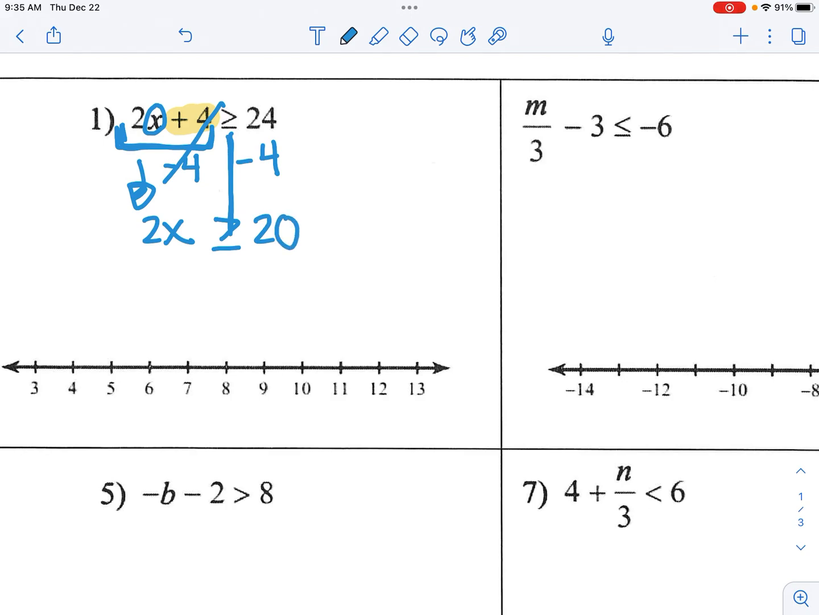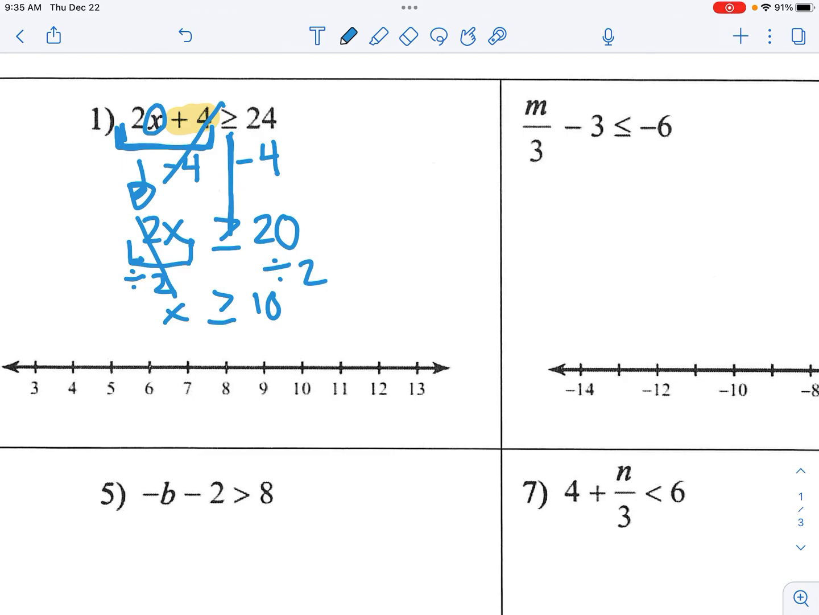Now I'm not done. I need to undo my last step. Whenever a number is next to a variable, it means to multiply. The opposite of multiplication is division, so I'm going to divide by 2 on both sides. These cancel out because 2 divided by 2 is just 1, so I'm left with 1x. I did not divide by a negative, so I'm going to keep my inequality sign the same. And then 20 divided by 2 is 10. So now I can go ahead and graph.